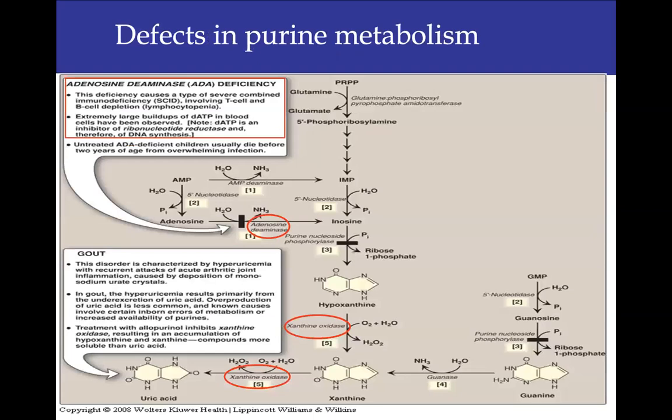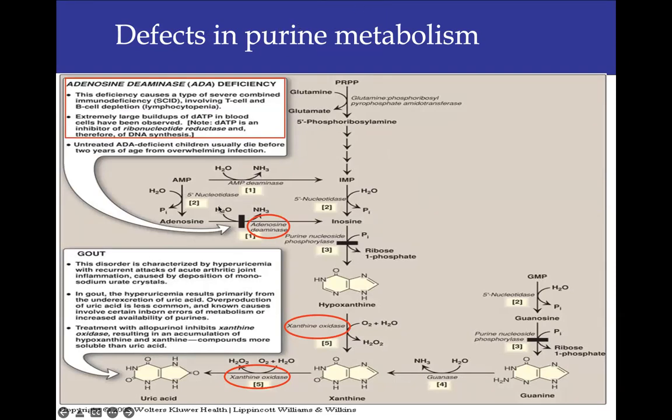Okay, coming to defects in purine metabolism. Here's something called adenosine deaminase deficiency, ADA deficiency. This ADA deficiency is important in the conversion of adenosine into inosine. So what happens here? An amino group is being removed from AMP.